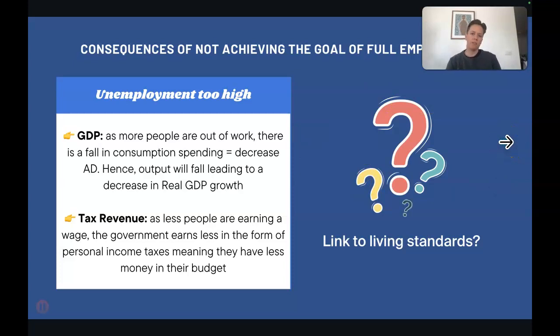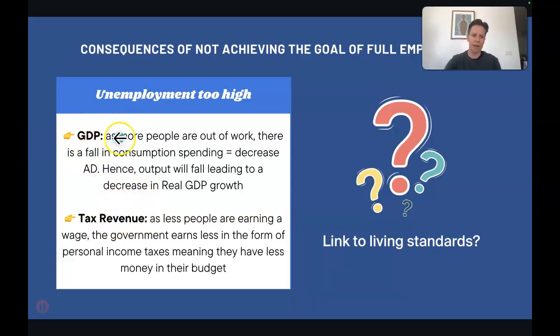So, consequences of not achieving the goal of full employment. Just like strong and sustainable economic growth, the syllabus lists specific consequences that we need to make sure we know. In this case, we've got two that are associated if unemployment is too high. Remembering unemployed people don't have a job, there are too many people that don't have a job. We need to relate that towards GDP and tax revenue.